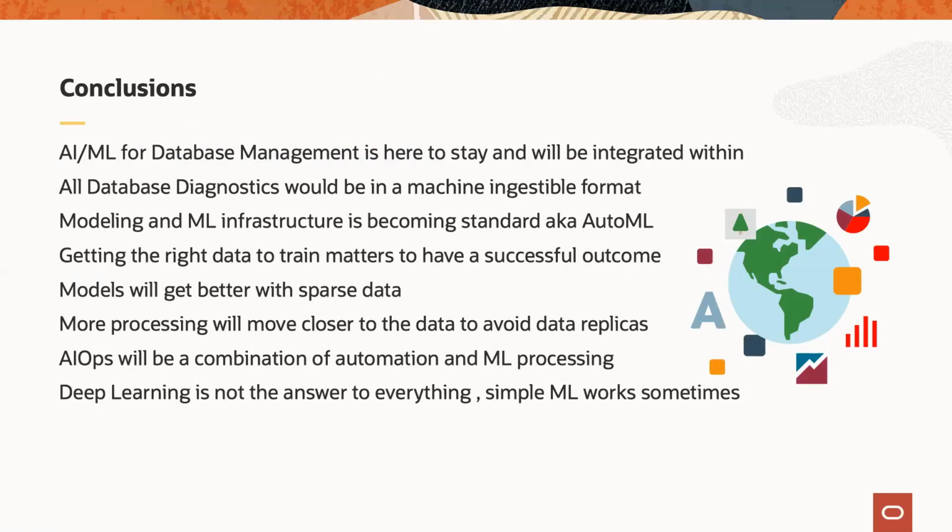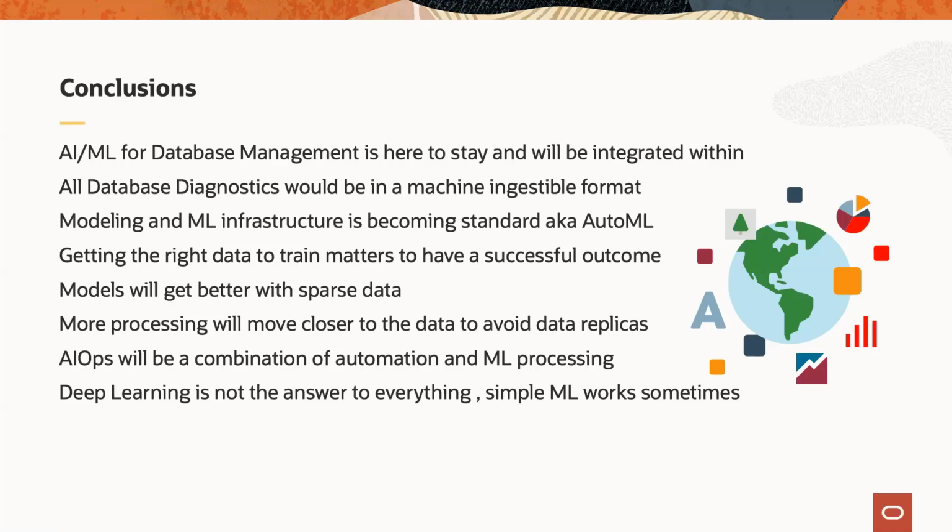All database diagnostics, that's one thing we've been working on for the last couple of years, would be in a machine ingestible format. This is already true for most of the stuff that gets generated. The database has alert logs in XML. Most of the components generate some kind of JSON output. So anything that has to be enabled for AI ops should basically be generated in a machine learning friendly format.